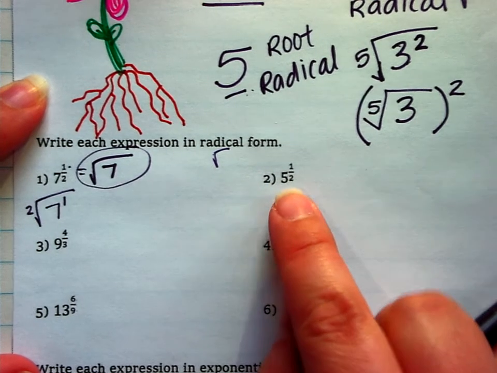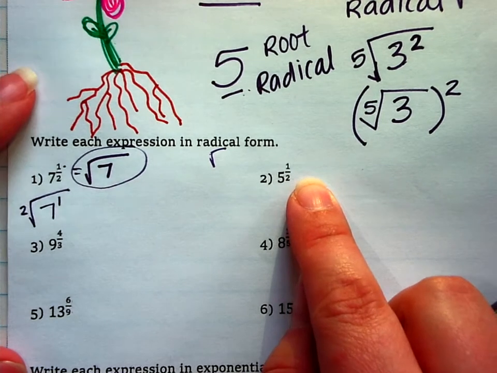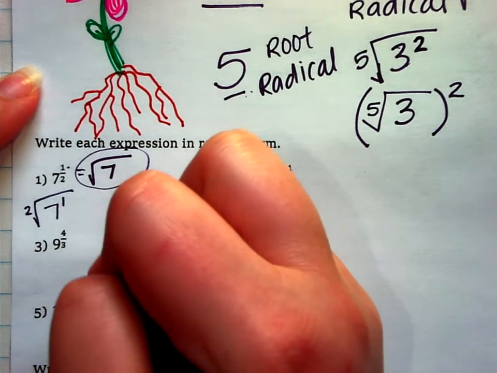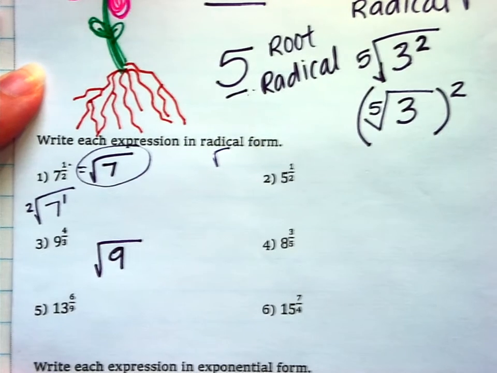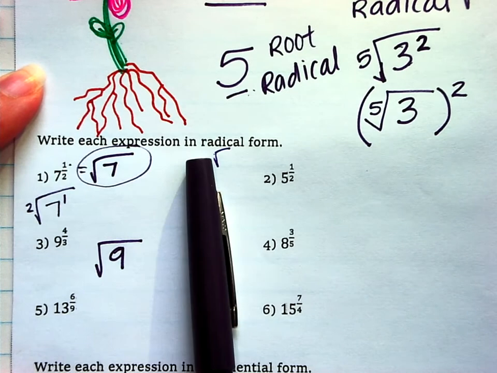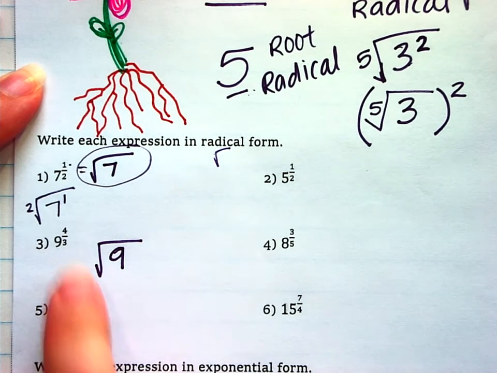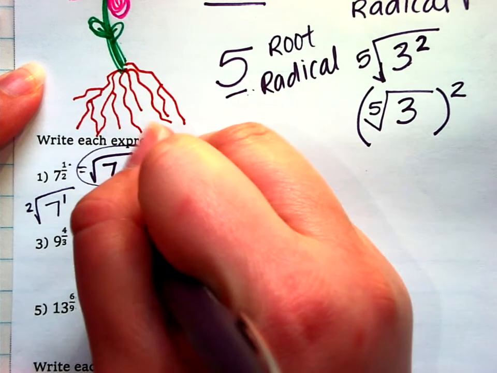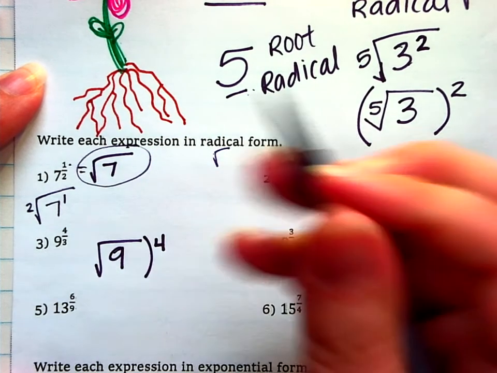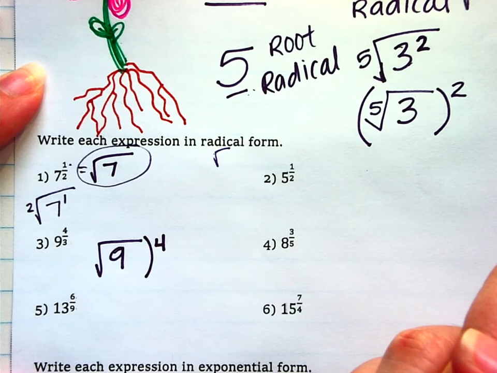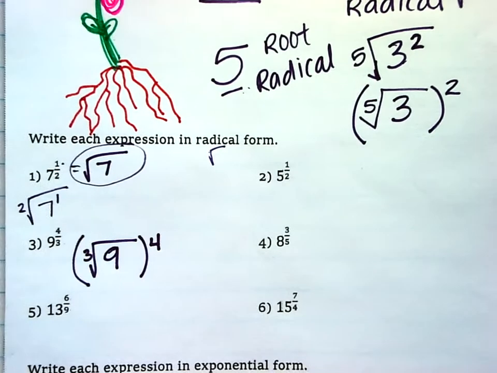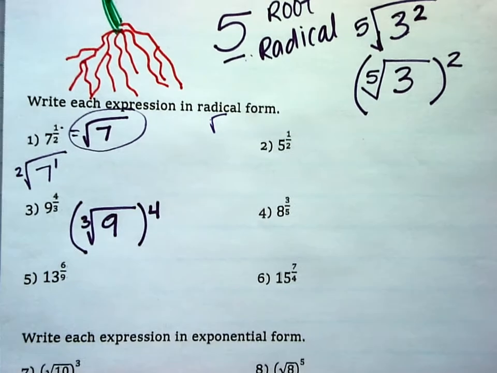Okay, so think about that on number 2. This is 5 to the 1/2 power. All right, number 3, we're actually practicing flower power. So I know 9 is going to be inside the radical. We're writing each expression in radical form. 4 is up top with the flower, so that makes it the power. And 3 is down here where the roots are, so that is the radical.